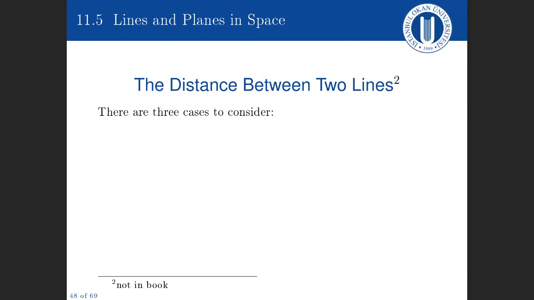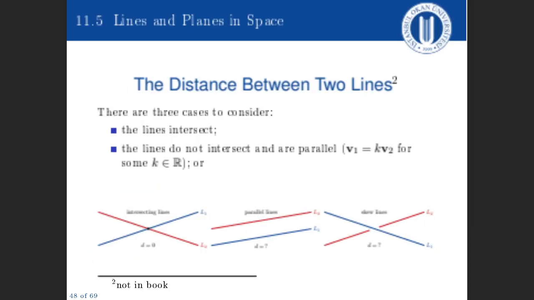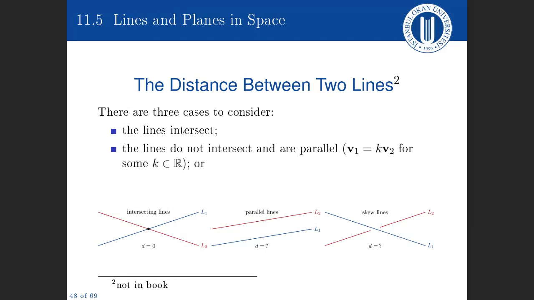I want to talk about the distance between two lines. And there's three cases to consider. Case one, maybe the two lines intersect. Well, that's the easiest one. If the two lines intersect, then the distance between them must be 0. Maybe the two lines are parallel. If they're parallel, then what is the distance between them?